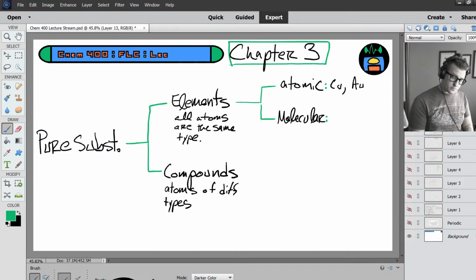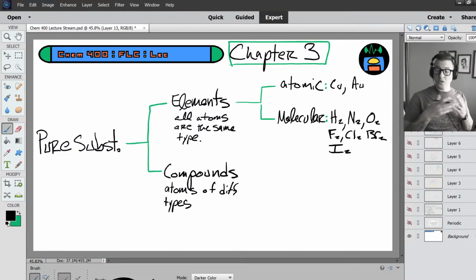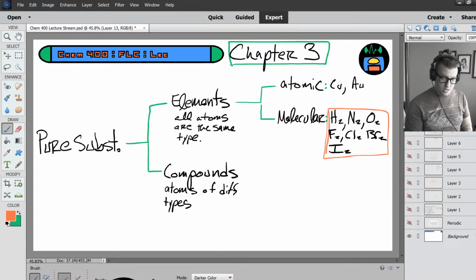Molecular elements are elements like what are called homonuclear diatomics. So hydrogen, for example, doesn't exist in nature as just H. It's H2. Nitrogen is N2, oxygen is O2, fluorine, chlorine, bromine, iodine. These are all elements because there's only one type of atom, but they're molecular elements because it's not an individual atom. They're in a molecule with other atoms of the same type. These in particular you should watch out for in problems.